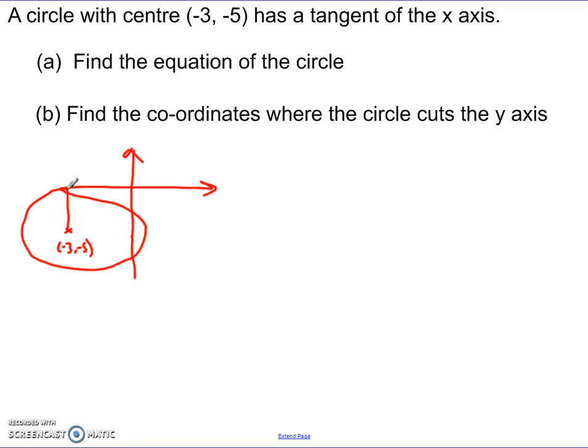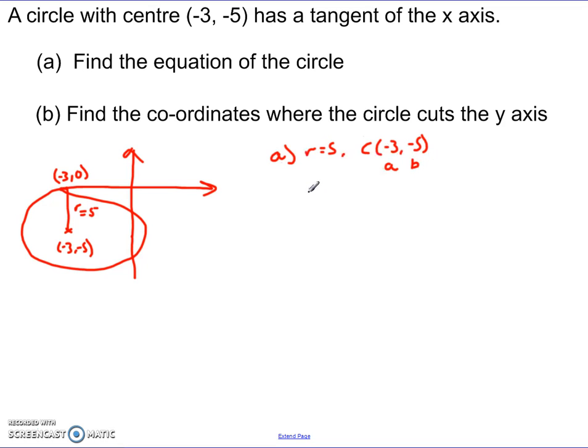So I know that this bit here, that is my radius. So that's what I've got to figure out, my radius. Well, I know this is along to -3, and I've gone down to -5. So my tangent touches there on the x-axis at (-3, 0). So to go from there down to -5, I know that the radius has to equal 5, because it goes from there right to the centre. So for part A, I know my radius is equal to 5, and my centre is (-3, -5). So there's your a, and there's your b.